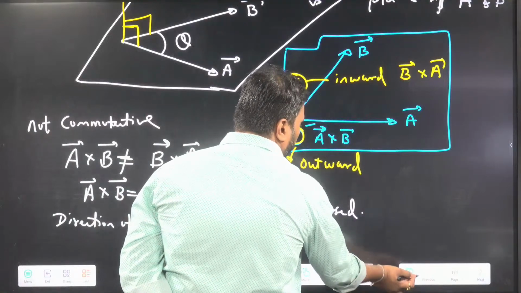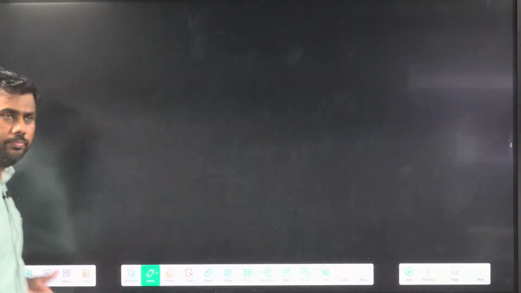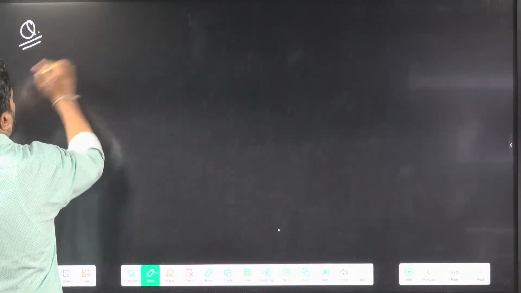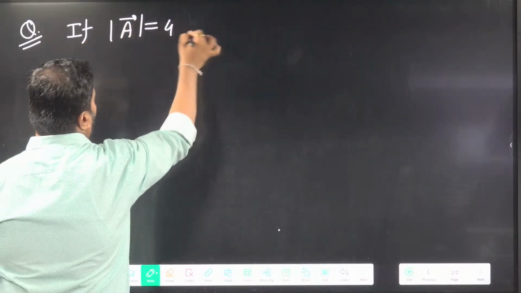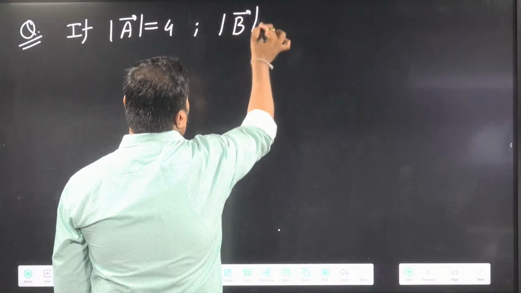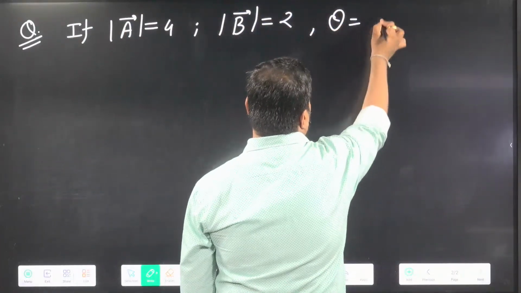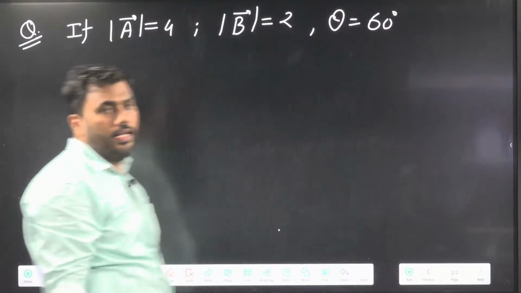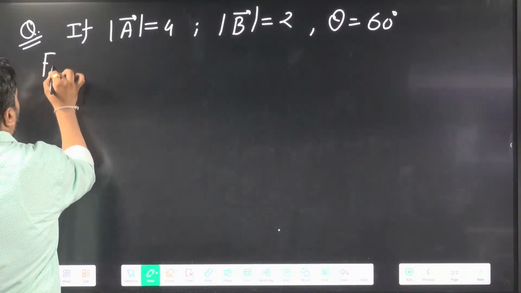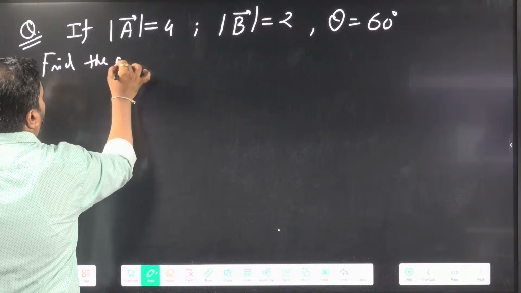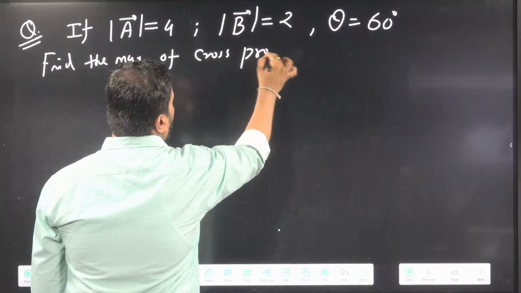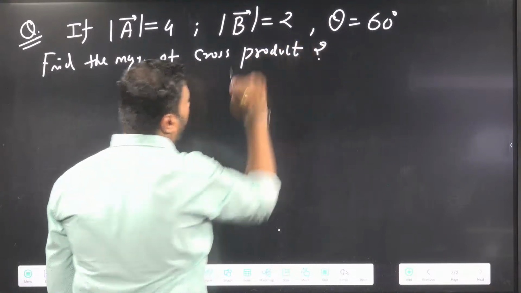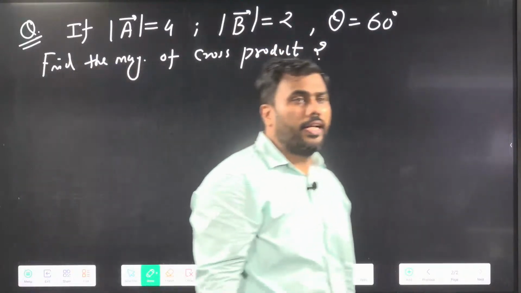Okay. So next point. Let us solve some simple question based on cross product. Very simple question. If magnitude of A vector is 4, magnitude of B vector is 2, and angle between them is 60, find the magnitude of cross product.